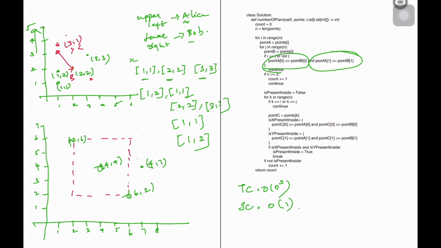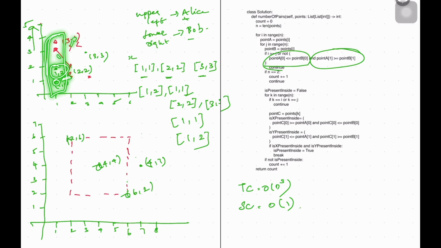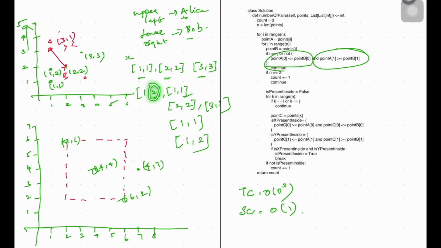Now this 3 comma 1 and 1 comma 2 might form a fence, but not 3 comma 1 and 1 comma 1, because if you take 3 comma 1 and 1 comma 1, this would become present inside the fence, right? So Alex will get sad. That's why we are sorting like this, and we'll be updating our x min and y min of the previous point.